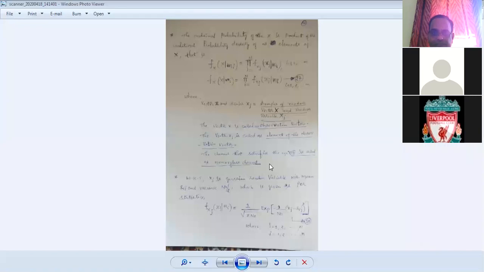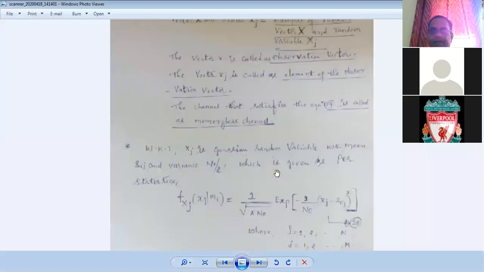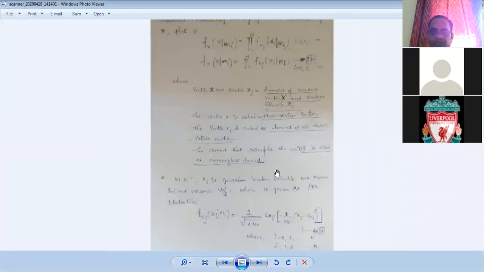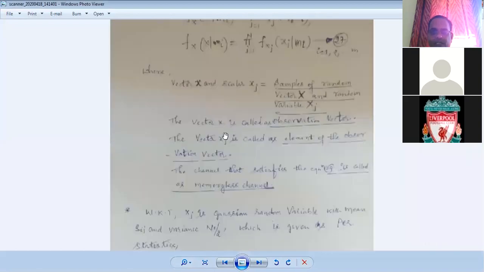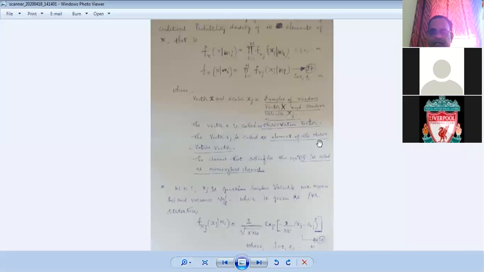So look back here. Small vector, capital vector, the observation vector. We call capital X the observation vector. And x of j, we call it what exactly? This is the vector and its small components. Capital X is the input at the receiver. The output is small x of t. That is what we need.